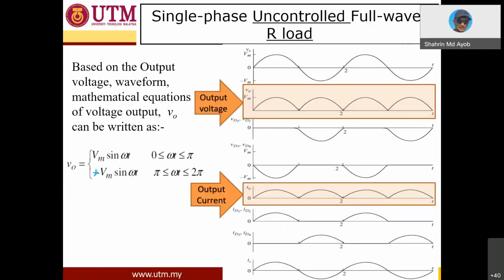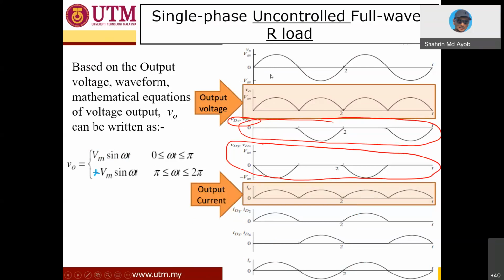Okay, and this is the waveform that shows the voltage across the diode. This one is the voltage across D1 and D2. And this is the voltage across the diode for D3 and D4.